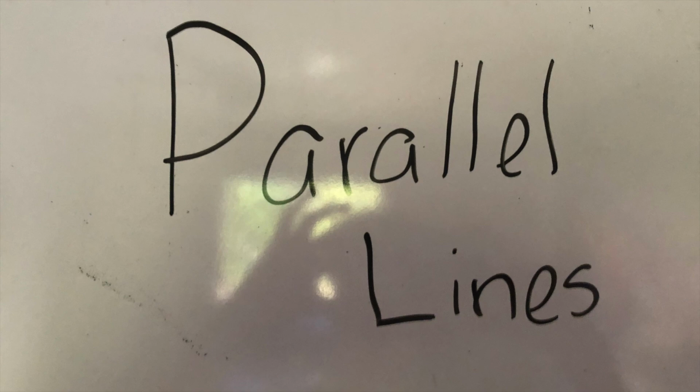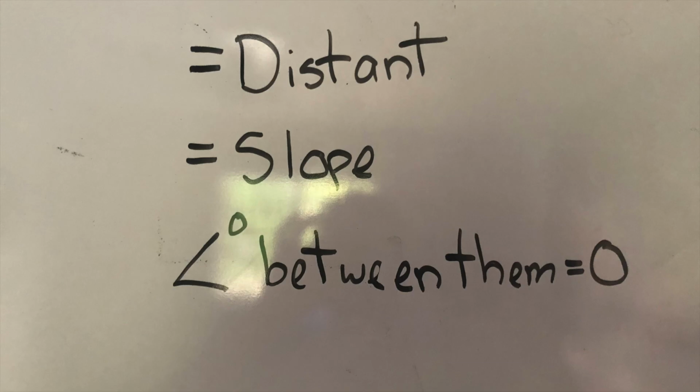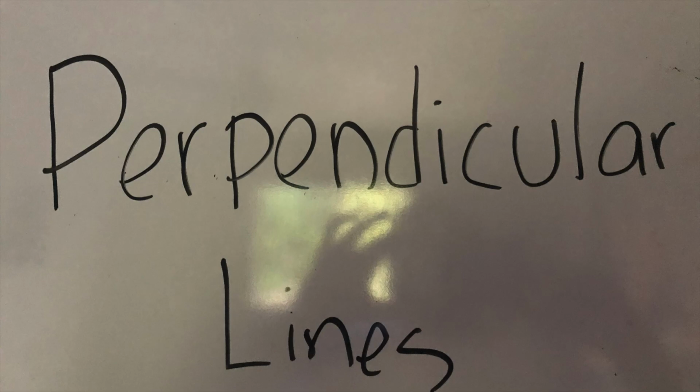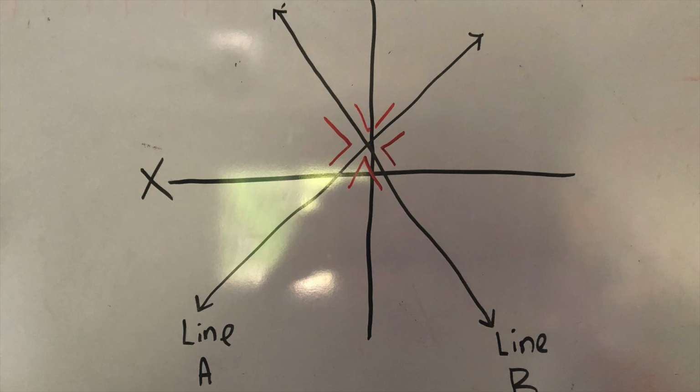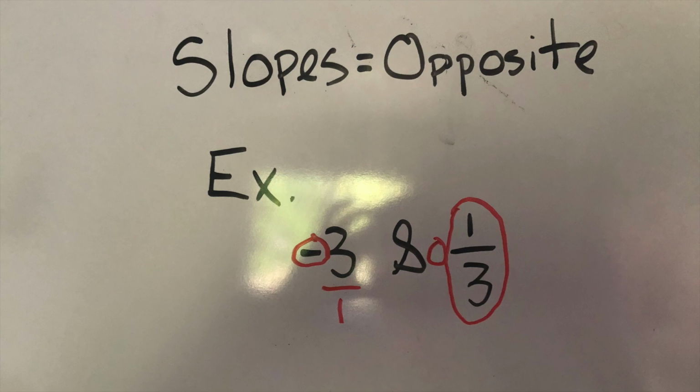Parallel lines refer to two equidistant lines that will never intersect or touch each other at any point. Because the lines are equally distant, they have the same slope and the angle between them is 0. On the other hand, when two lines intersect at a right angle, they are called perpendicular. The two intersecting lines form four angles at their intersection points, all of which are equal, meaning the angles are 90 degrees. The slopes of two perpendicular lines are opposite reciprocals of each other.